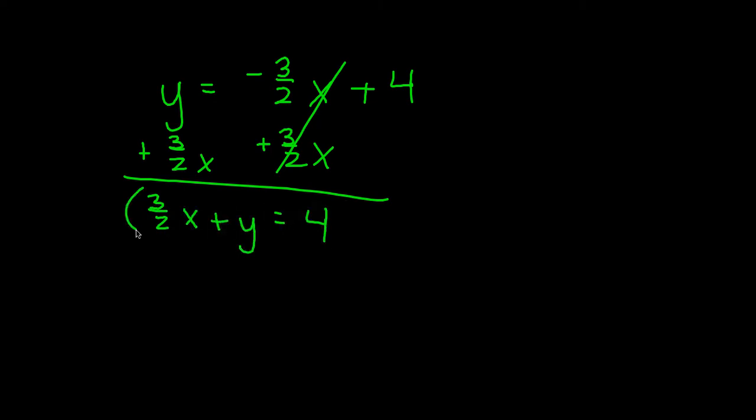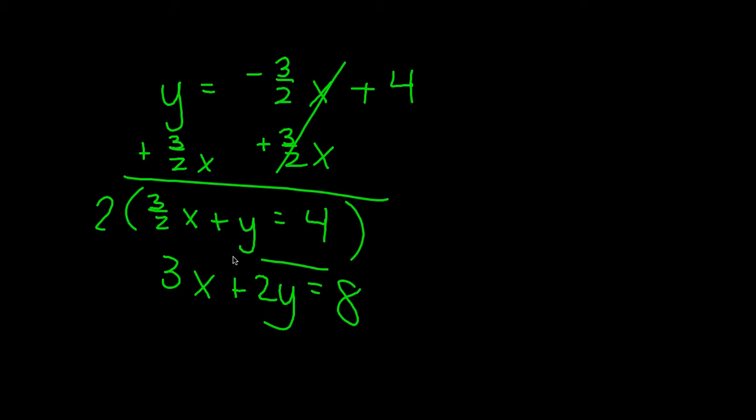I've got to get rid of the fraction that's on the x. And in order to get rid of that fraction, I'm going to multiply by 2. And when I distribute that, 2 times 3 is 6, and 6 divided by 2 is 3. And 2 times y is 2y, and 2 times 4 is 8, and that's what the standard form of that equation would look like.